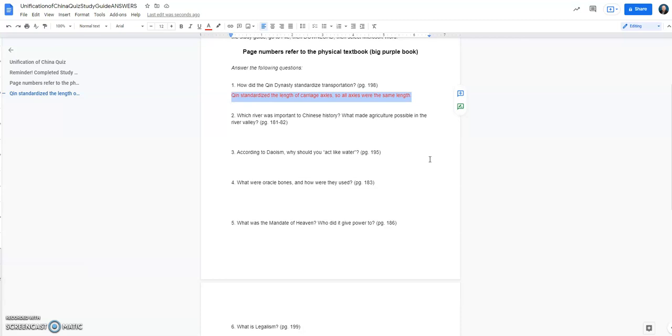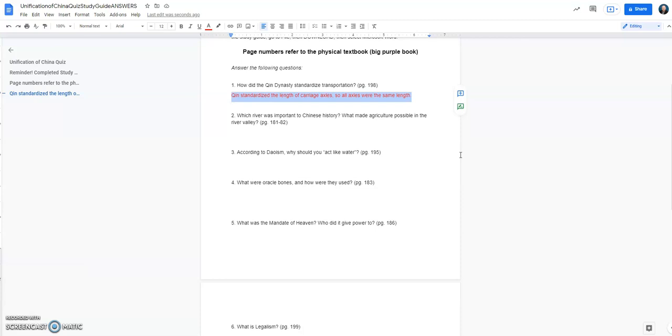So what they did was they made sure that all of those axles were the same length, meaning all carts, wagons, carriages were the same width. So that meant they could all fit on the roads. They didn't want to have traffic, right? If one guy had a cart where the axle was super long, his cart would be super wide, and then it wouldn't fit on the road, or maybe it takes up 2 lanes of the road or something like that, right?